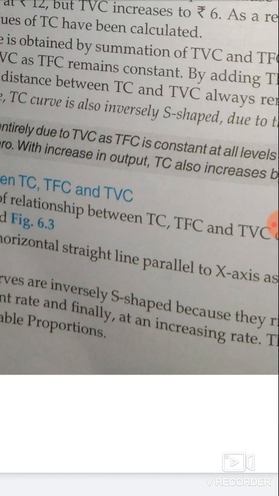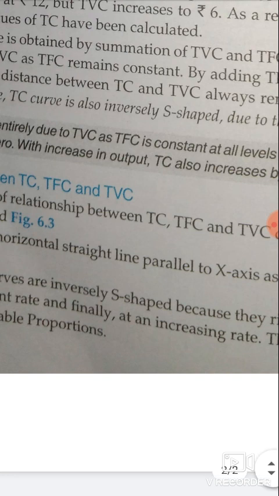Now dear student, in the next class I will teach you three types of average cost. These are average fixed cost, AFC, second one is average variable cost, AVC, and the third one is average total cost, that is called ATC, sometimes called AC, average cost, and sometimes SAC. SAC here means short run average cost.